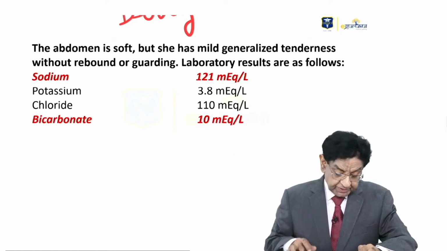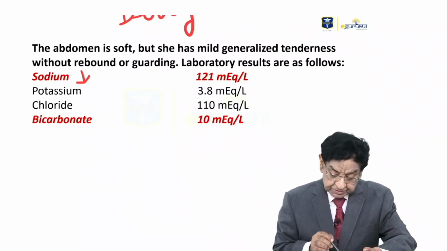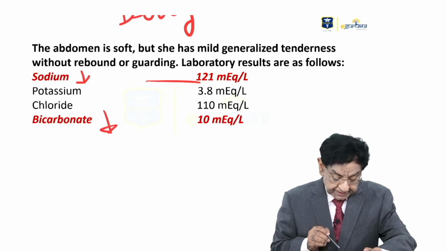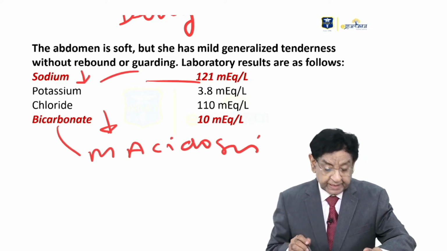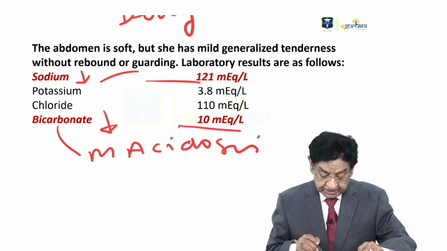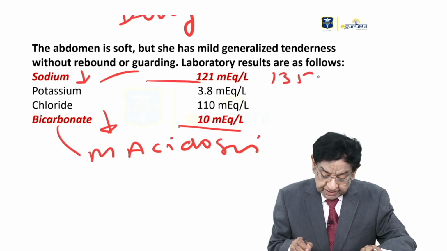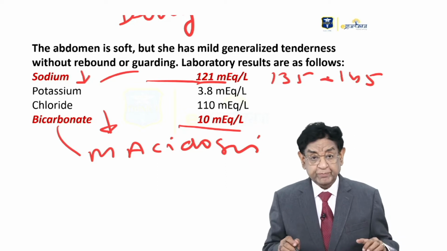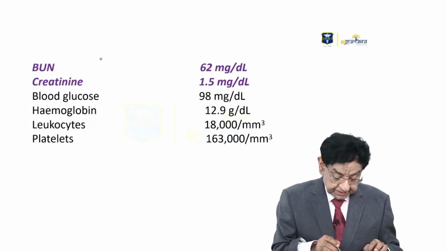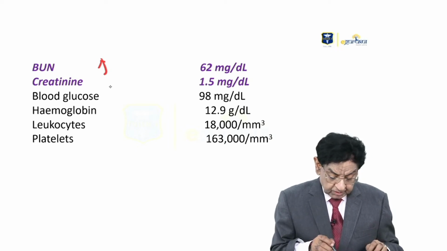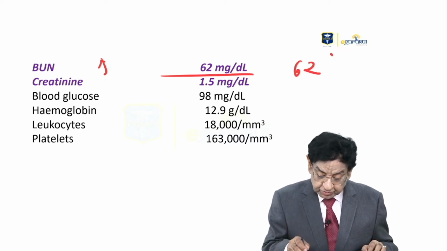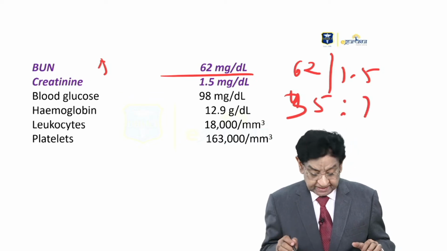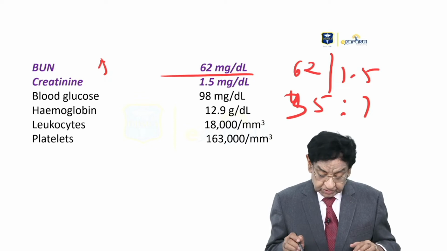As far as lab reports, sodium is highly reduced. Bicarbonate is reduced, that indicates metabolic acidosis. So we are getting hyponatremia with low bicarbonate. Normal sodium level is 135 to 145, but in this patient it is 125, so hyponatremia is there. BUN is increased. Creatinine is almost normal. If you look into the ratio, it is almost 35:1, something like that. The rest of the reports are in the normal range.